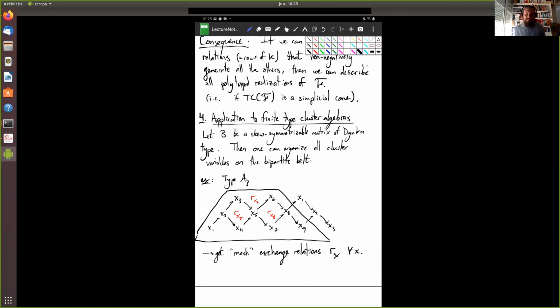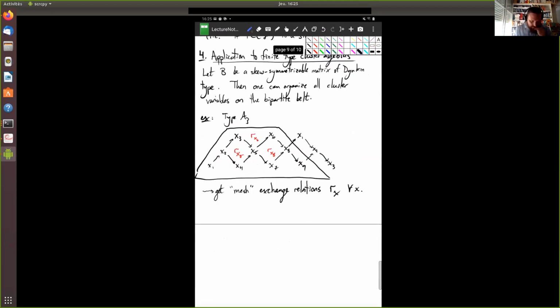And using these mesh exchange relations, you can generate all cluster variables. Okay. Now what we'll do is we'll fix a cluster C. So let's say that in our example, I choose these 3 variables. They form a cyclic cluster, and the quiver associated to it is a 3 cycle.